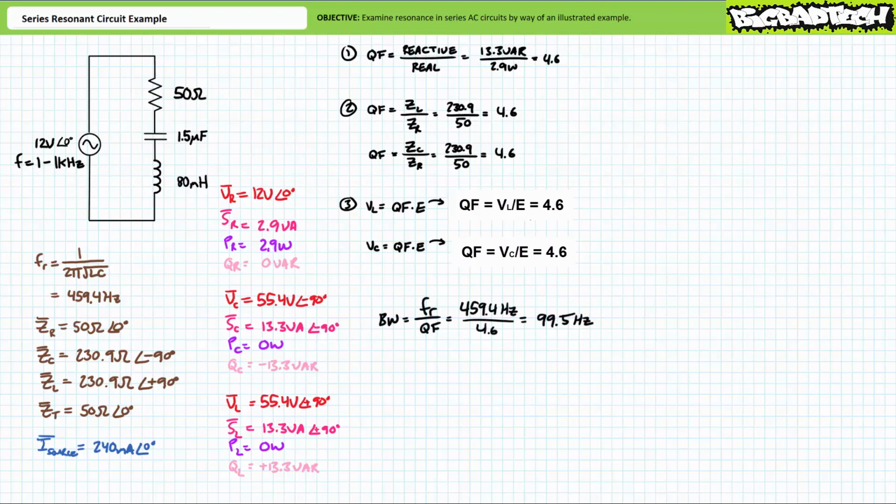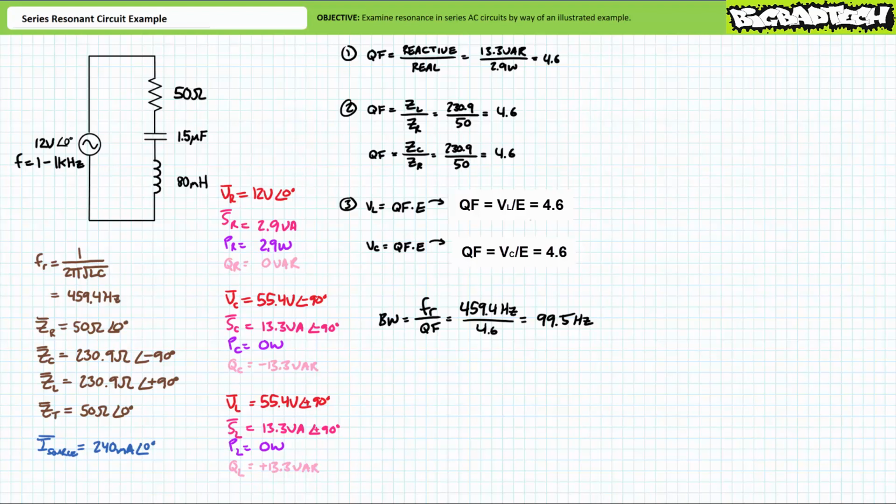A quality factor of 4.6 represents a reasonably resonant circuit, however, not sufficiently resonant enough for us to use some helpful approximations. As such, we'll have to do a little heavy labor. The bandwidth of this circuit is the resonant frequency divided by quality factor. Substituting in our given values, we obtain a bandwidth of approximately 99.5 Hz.